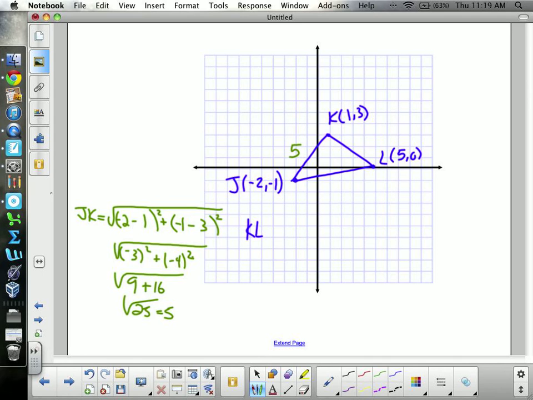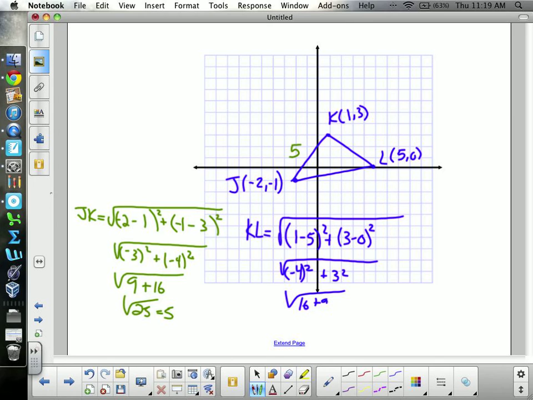KL. So 1 minus 5 squared plus 3 minus 0 squared. That's negative 4 squared plus 3 squared. 16 plus 9 is the square root of 25, which is 5. Aha. We have what type of triangle going on here, do you think? At the very least it is isosceles.